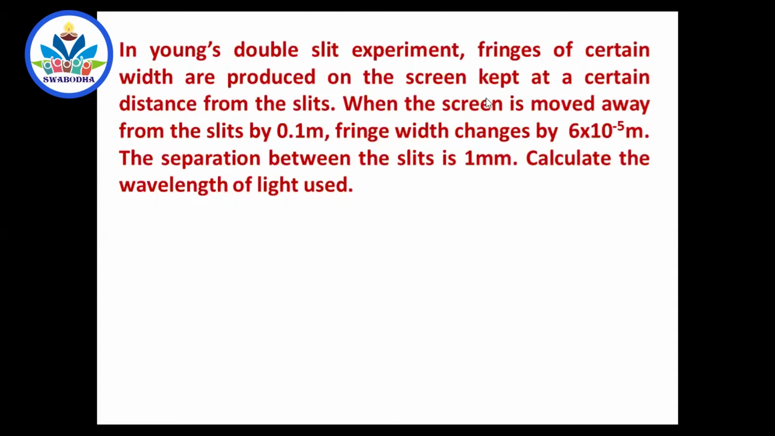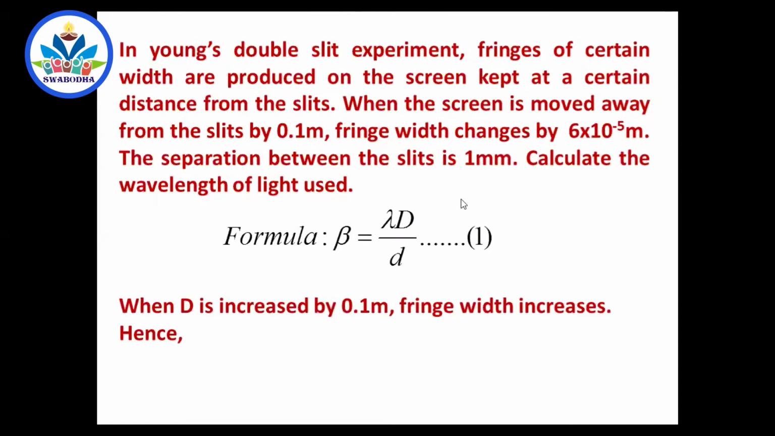Okay. In both the experiments, the wavelength is the same. The formula is beta is equal to lambda D by d. When D is increased by 0.1 meter, the fringe width also increases, because when D is made D plus 0.1, beta should become more. That means beta should become beta plus 6 into 10 to the power minus 5, because they said fringe width changes by 6. That means that much you have to add.